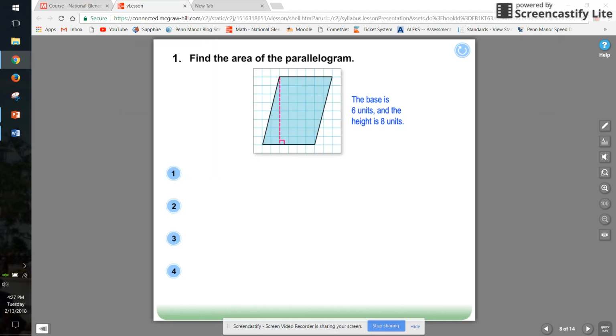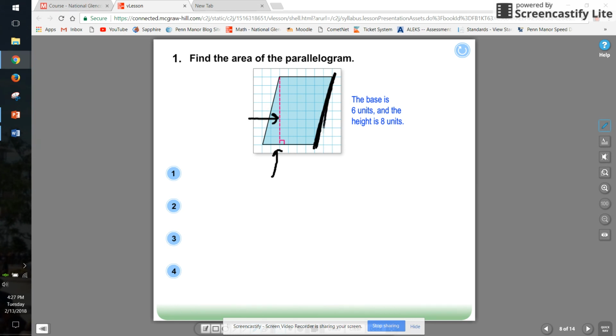Here's a parallelogram, and the question asks, find the area. Now, the area to me is how much is inside of something. Like, what is the area of a floor? If I need to know the area of a floor, that's how many tiles do I need? In this case, we just need to find the area of this parallelogram. And here's my base down here. And here's my height.